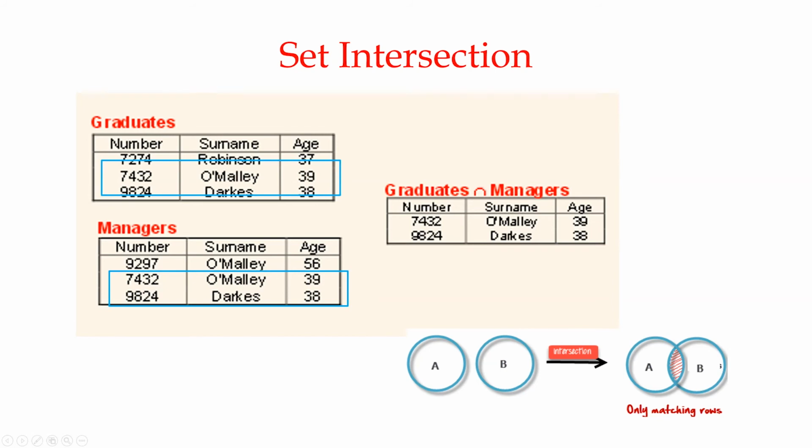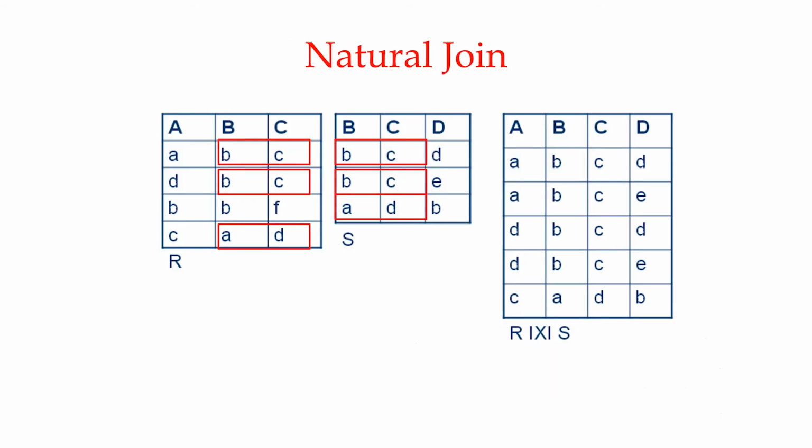In this picture you can see A is one relation, B is another relation. When I put it in a set operation, the intersection, only the common part is what we need. The similar thing happens over here. Here you can see the second entry and the third entry match with the second entry and the third entry of the second table, and that is displayed in the resultant table. So this is about the set intersection operation.